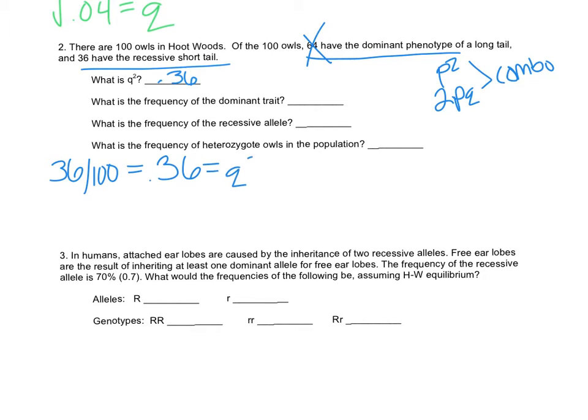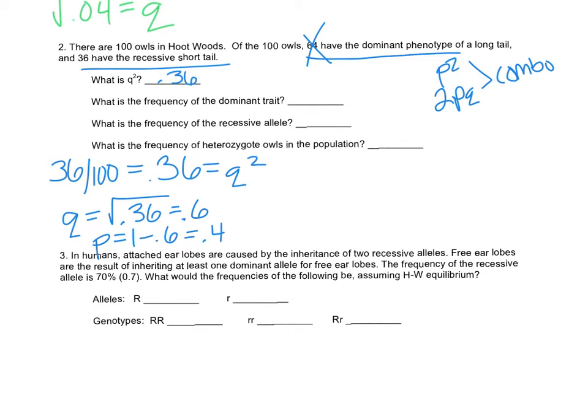I'm then ready to figure out, well, what is q? q would be the square root of 0.36, aka 0.6. From there, I could figure out that p and q have to add up to 1, so something plus 0.6 equals 1. I'll do 1 minus 0.6 to get a p value of 0.4.